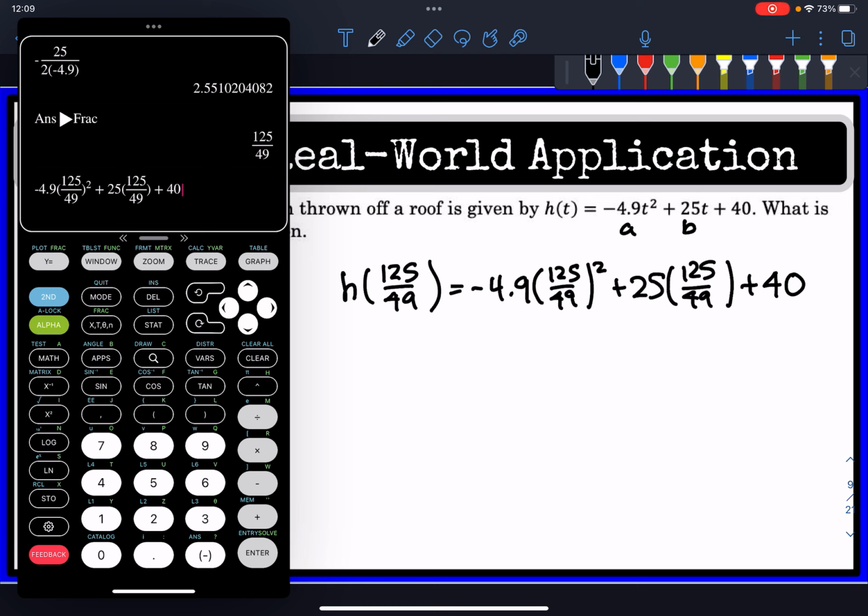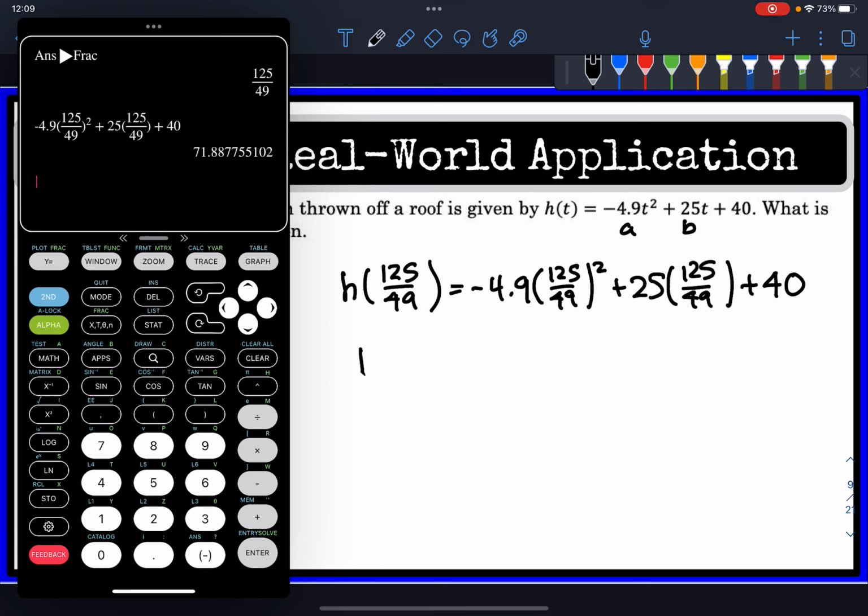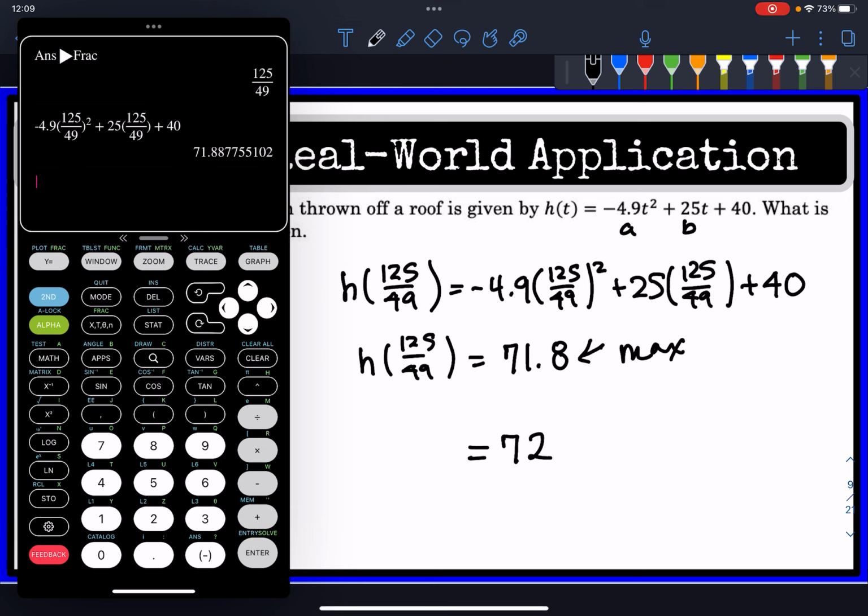So here I hit enter and I get this number right there. So h of 125 over 49 is equal to 71.8. We'll estimate it to 8, which means that this is your maximum height. And we're going to estimate this again to the nearest whole number. So we're going to say 72. So that is your max. The ball is going to reach a maximum height of 72 units, whether that's feet, meters, yards. That's not specified, but it's going to be a total of 72.